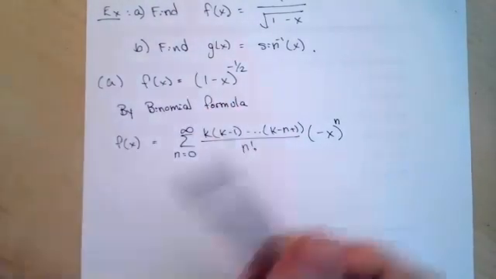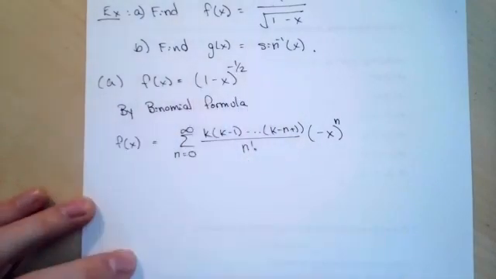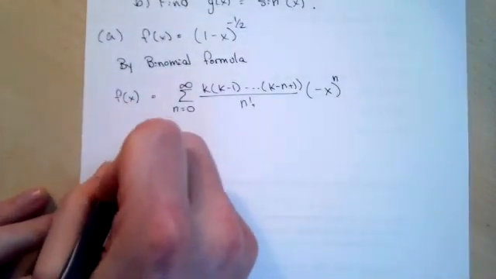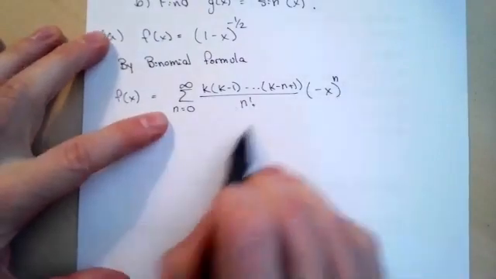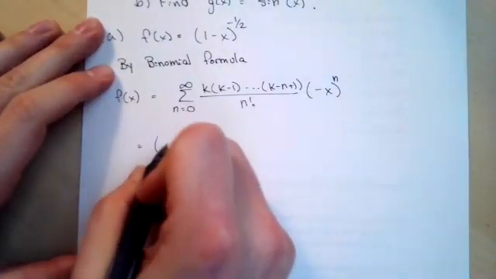And our k in this case is going to start at negative 1/2. So it might be easiest to start and just write this out with our sequence of terms. So the first term, when n is equal to 0, our coefficient is just going to be k.